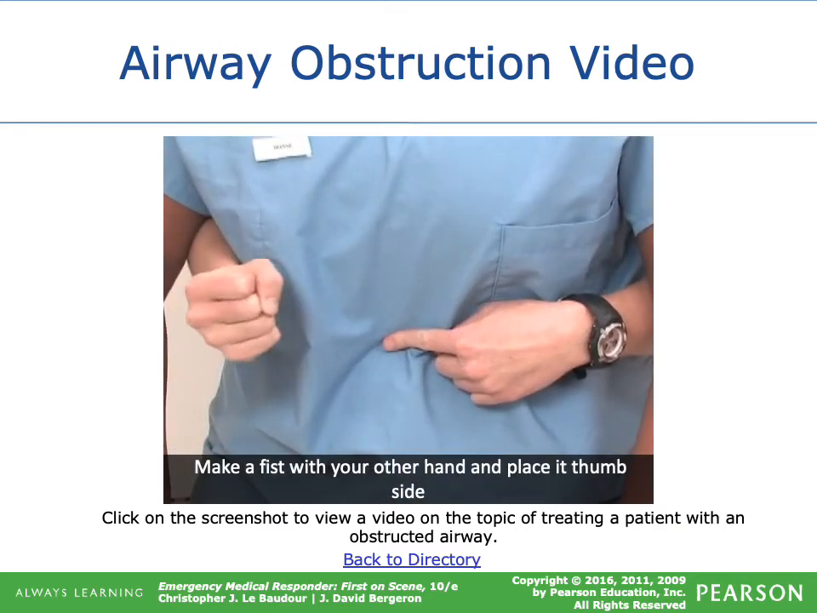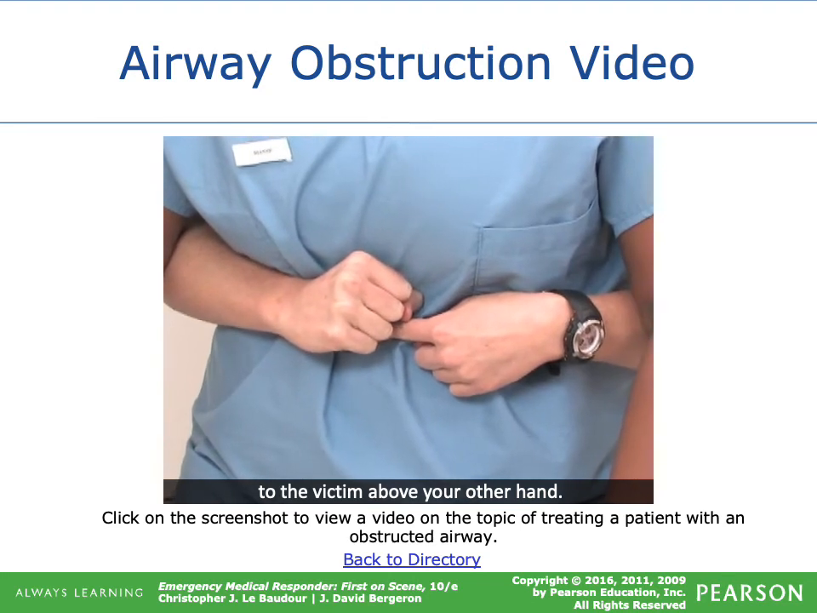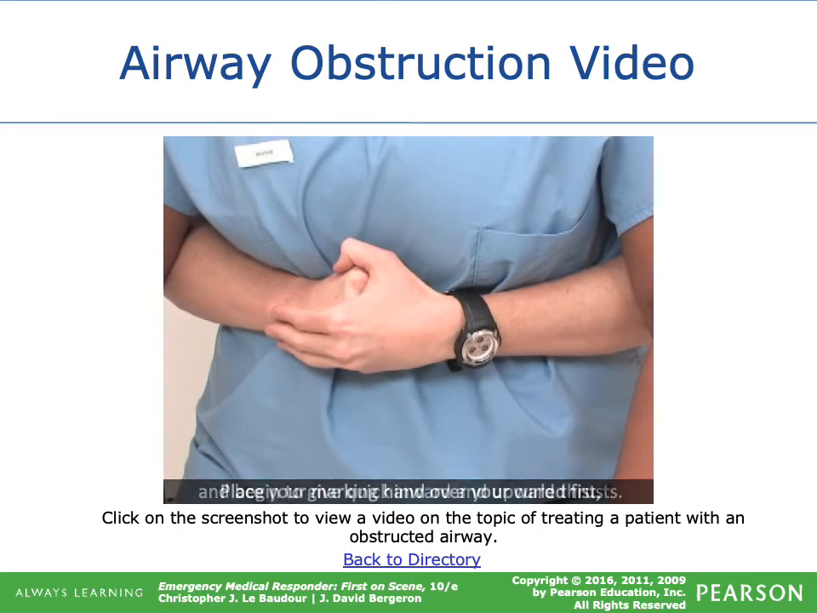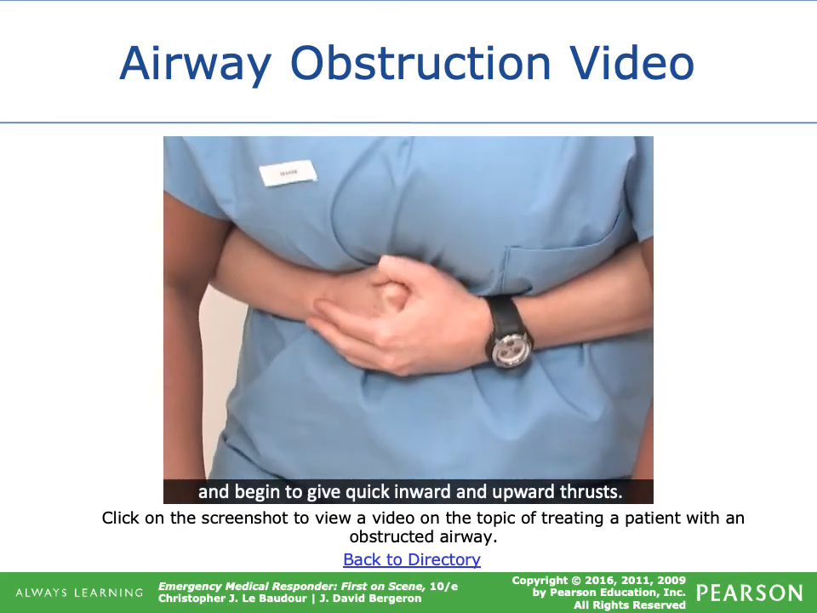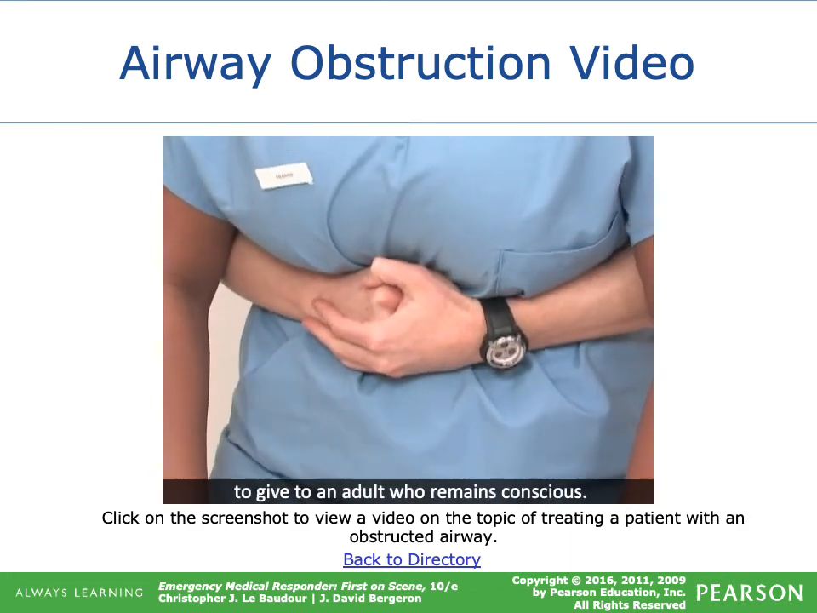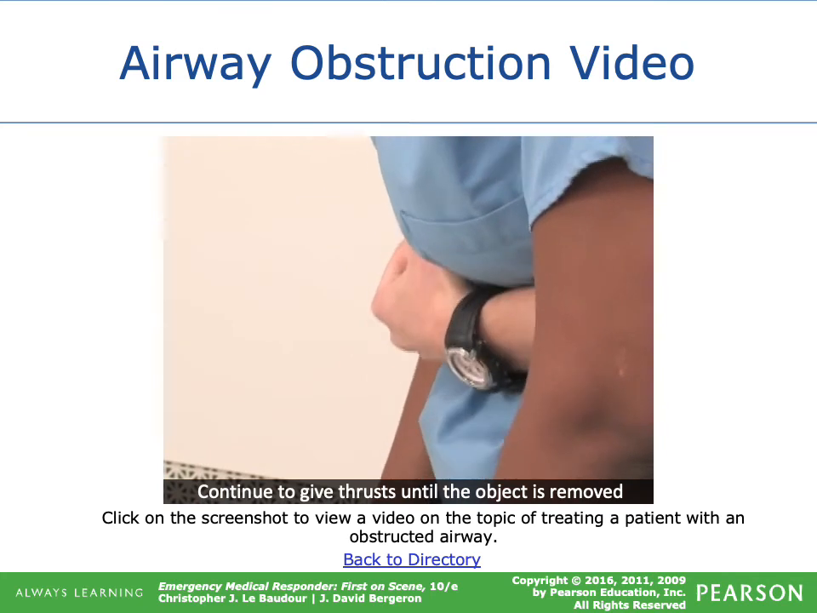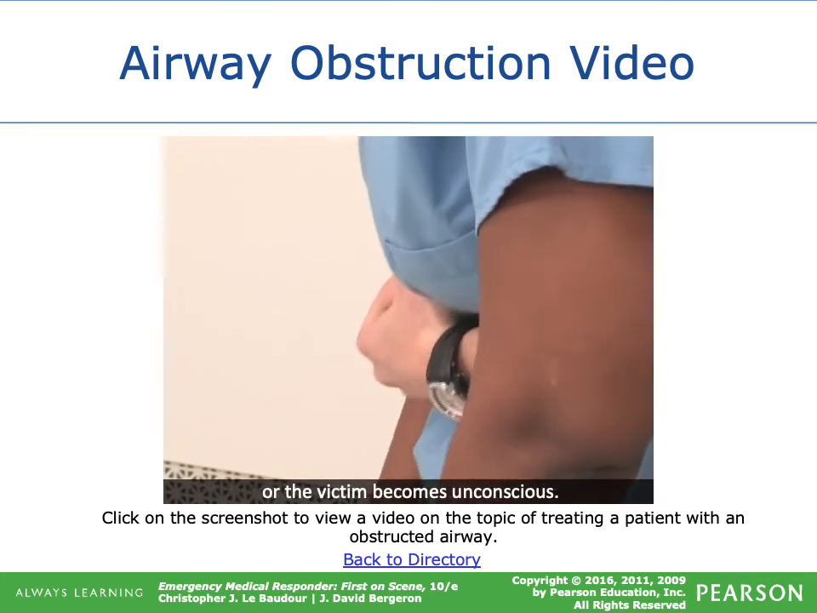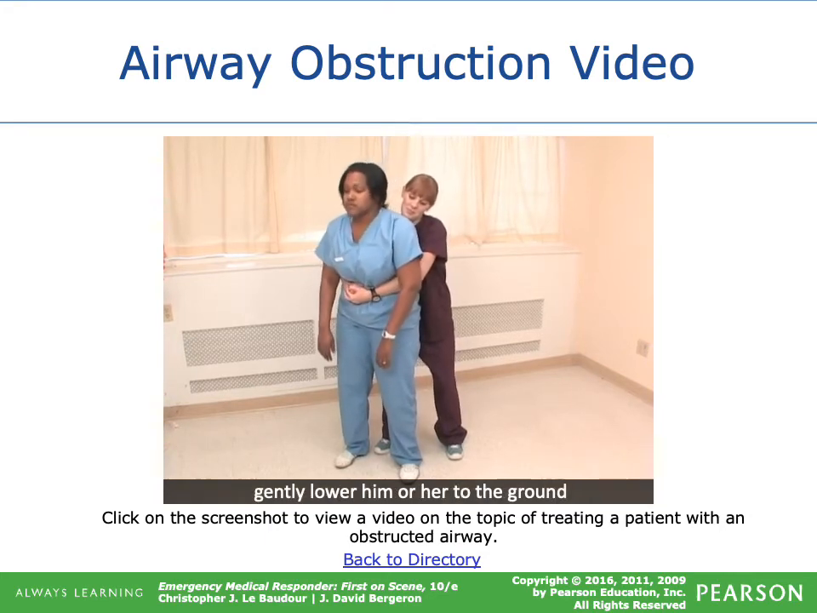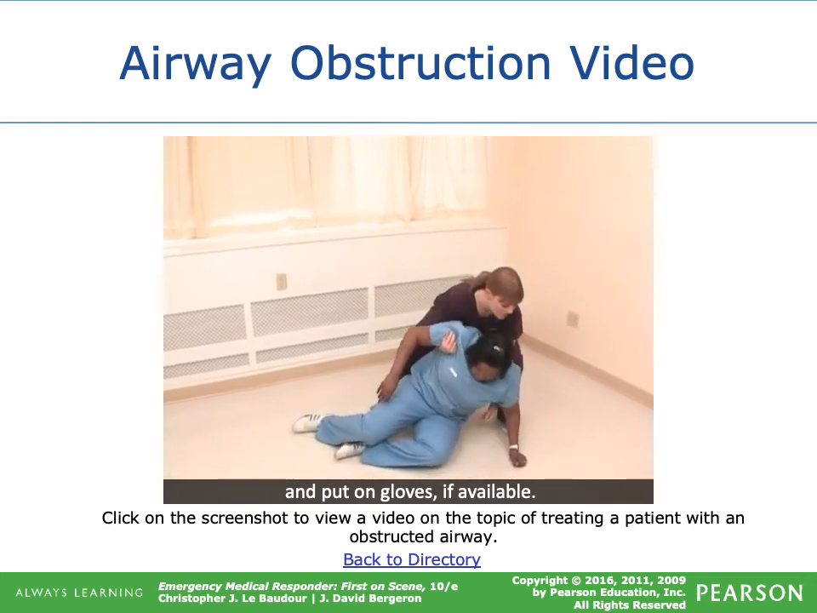Make a fist with your other hand and place it, thumb side to the victim, above your other hand. Place your marking hand over your curled fist and begin to give quick inward and upward thrusts. There is no set number of thrusts to give to an adult who remains conscious. Continue to give thrusts until the object is removed or the victim becomes unconscious. If the victim becomes unconscious, gently lower him or her to the ground and put on gloves if available.